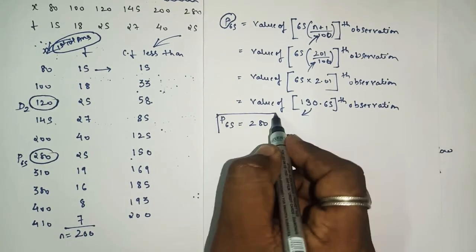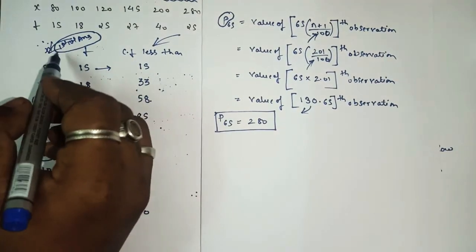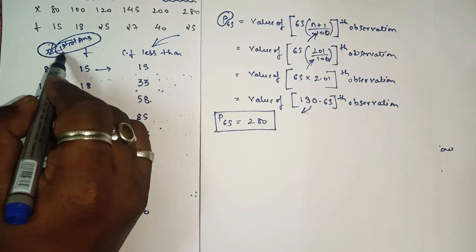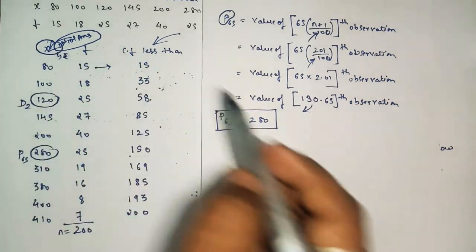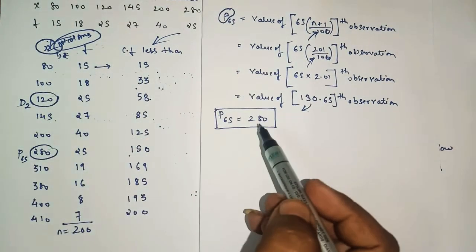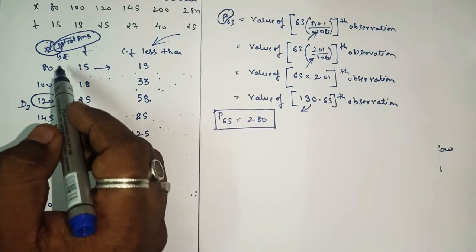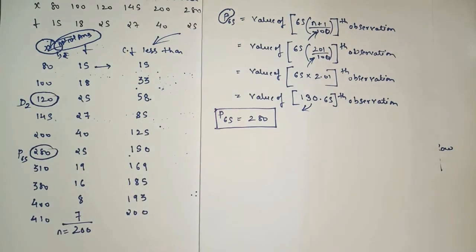P65. Yes or no? So P65 will be 280. And remember, in the first column we have the unit. If it is in rupees, you will write rupees; centimeter, you will write centimeter; if it is in meter, you will write meter. Don't forget to write the unit, otherwise you will lose half marks.